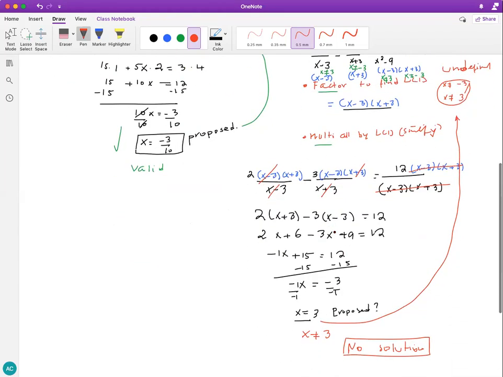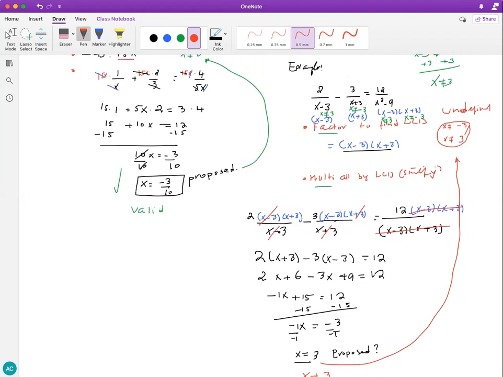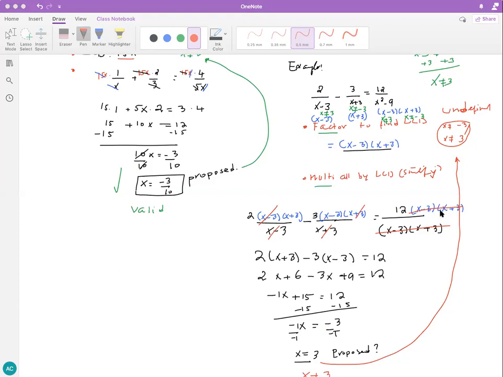Okay, so let's look at another problem. Let's make up another problem here, and let's take maybe a more complex one this time.